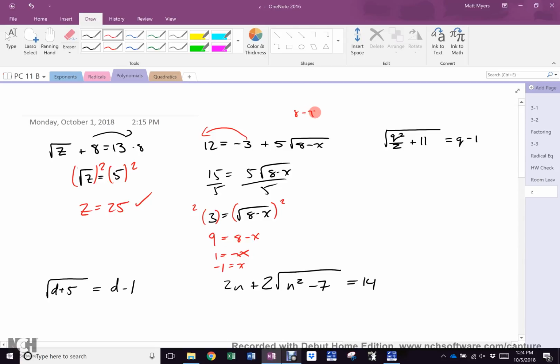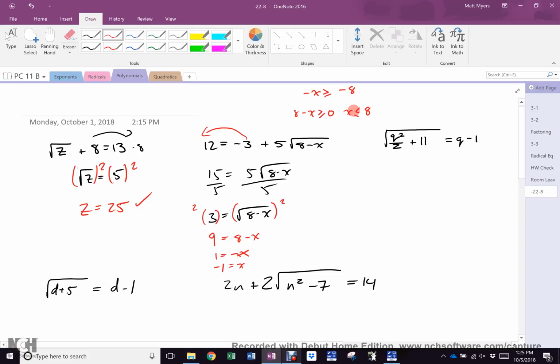8 minus x has to be greater than or equal to 0, yes? So negative x has to be greater than or equal to negative 8, yes? So x has to be less than or equal to positive 8, yes? Is negative 1 less than 8? So it meets the restriction.